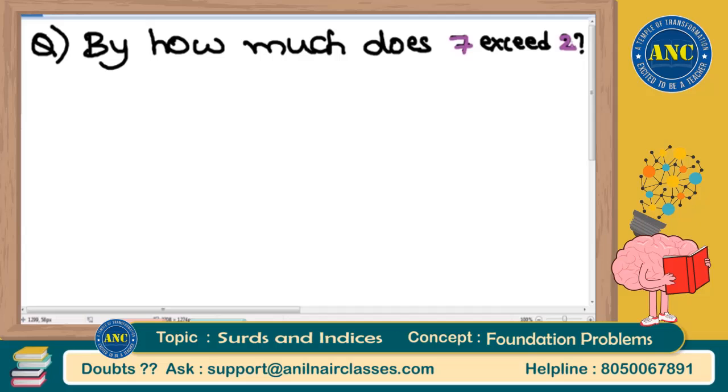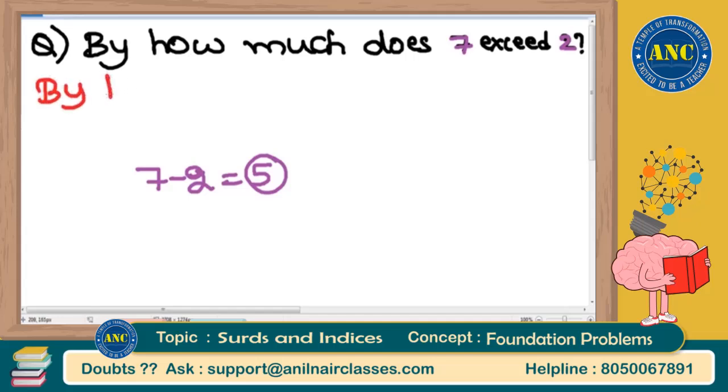5 units. How will you get 5? That 5 is nothing but 7 minus 2, right? That 5 is nothing but 7 minus 2. This should be the answer. Same thing if it is given in terms of surds.